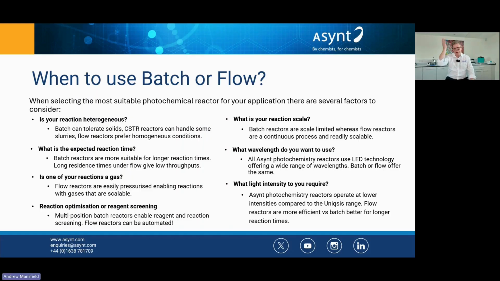As I said before, is one of our reagents a gas? So flow continuous photochemistry is probably the preferable technique to use when we want to add reactive gases into our reaction.